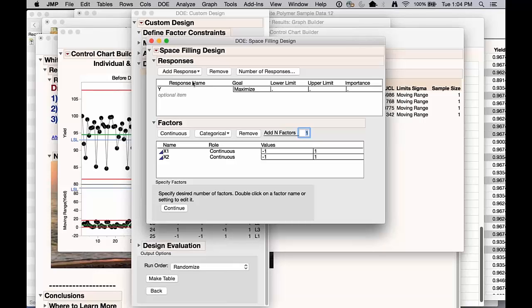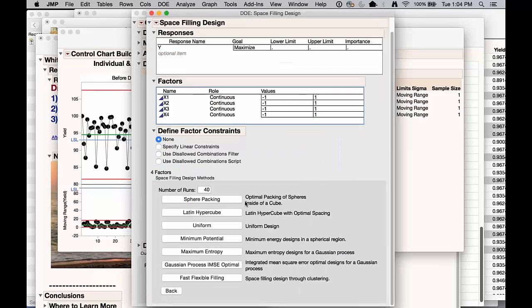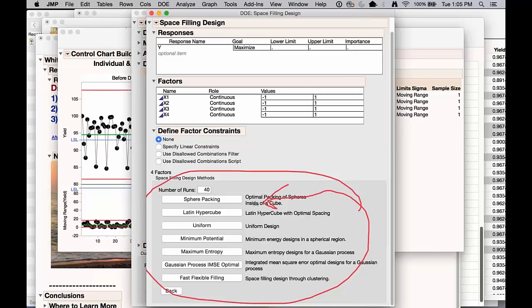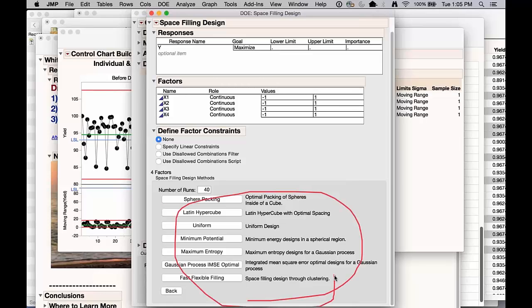And we have a little dialogue here that helps you build space filling designs. And there's a lot of different ways of doing it. Like here's a sphere, like getting optimal points within a cube, a Latin hypercube. So there's a lot of good designs here that help you do that.